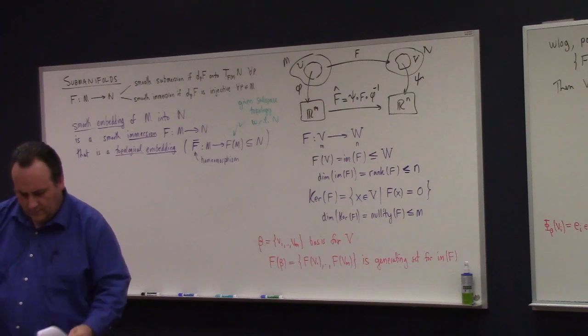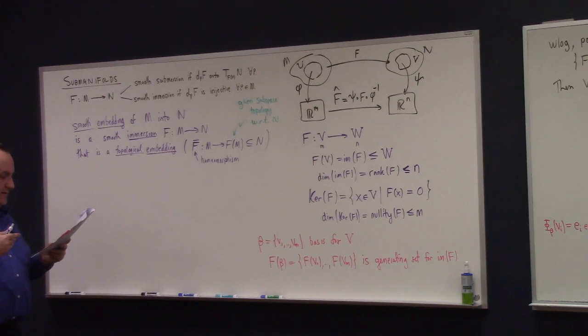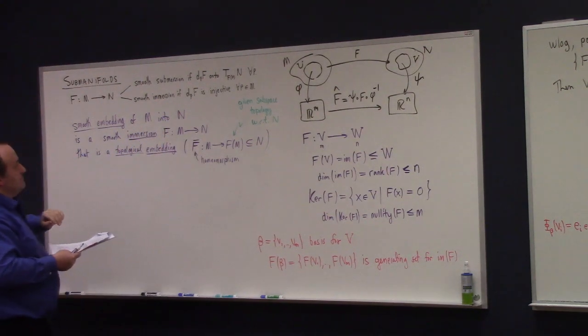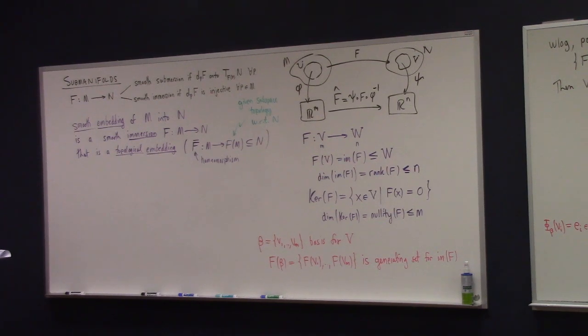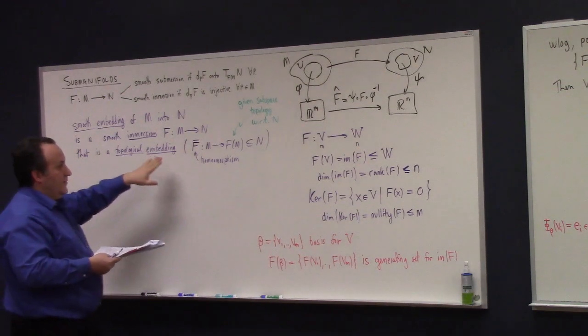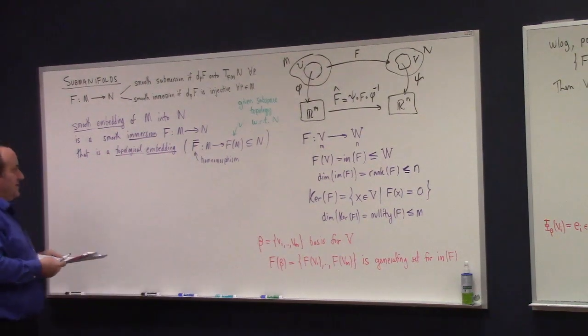Now, a smooth embedding is a map that's both a topological embedding and a smooth immersion. He says not just a topological embedding that happens to be smooth. So remember, smooth immersion means the differential is injective at every point in M. You could have a smooth map which didn't have this condition, and yet somehow it was a homeomorphism onto its image. Then that wouldn't be a smooth embedding. It would be something else.